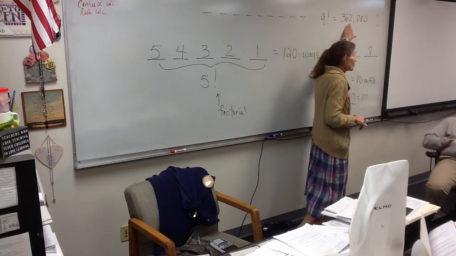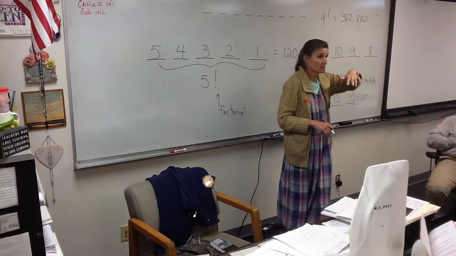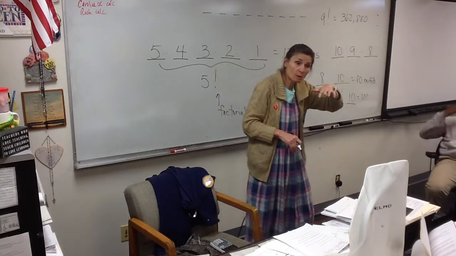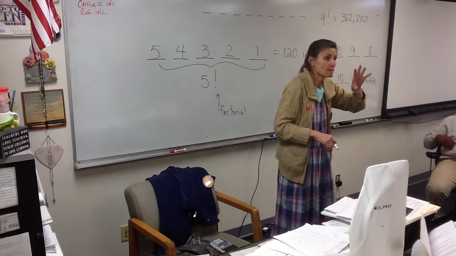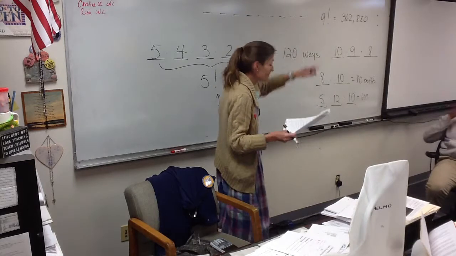This time, gang, we're arranging 9 letters in a row. How many ways can we arrange 9 letters in a row? 9 factorial, which is that big number right there.